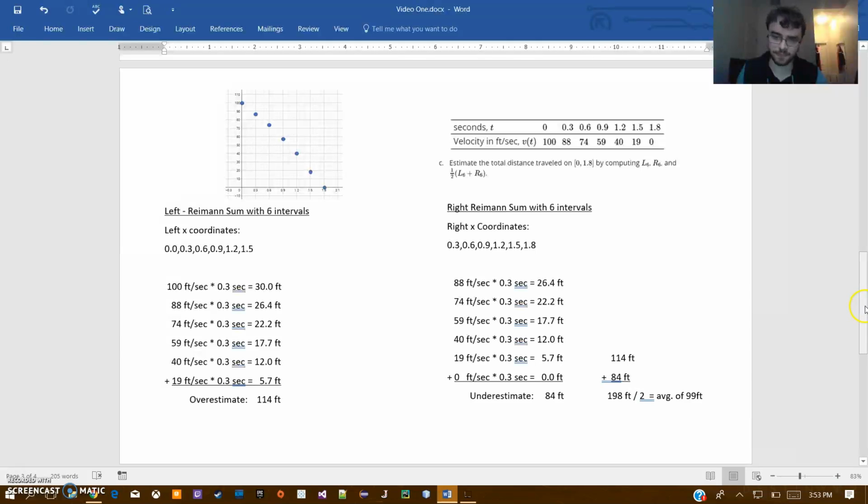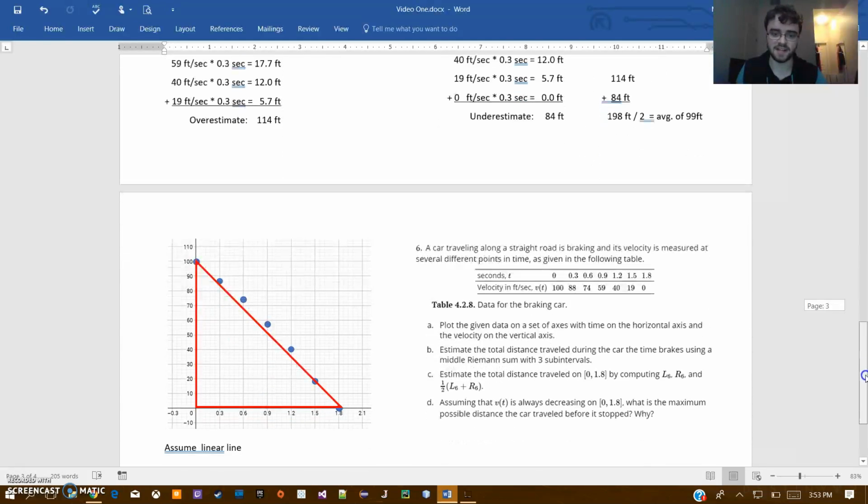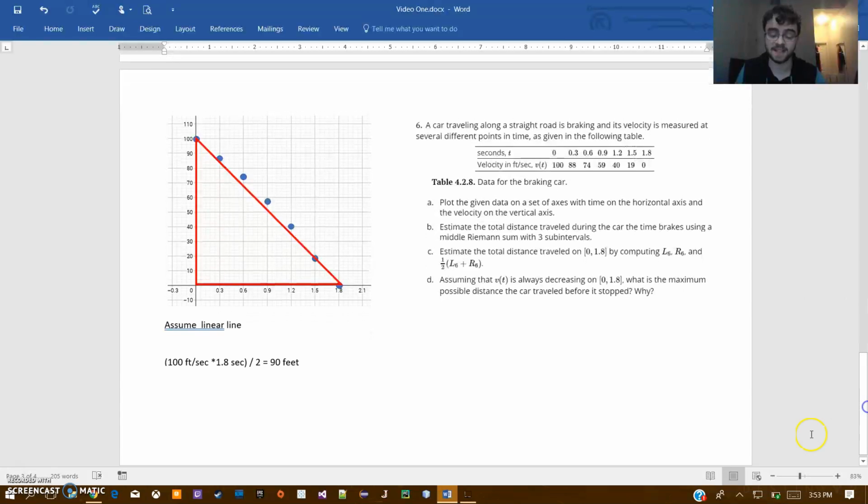Now on to the last question, which asks us what the maximum possible distance that the car can travel is going to be over the interval from 0 to 1.8. Now fortunately, this is pretty easy for us because the entire graph is shaped like a triangle. We're also assuming that it's a linear equation decreasing, so that we can just assume this would be one straight line, and we just find the total area under the entire equation from 0 to 1.8. So we just have 100 feet per second as our height times a width of 1.8 seconds, and when you divide that by 2, you end up with 90 feet.